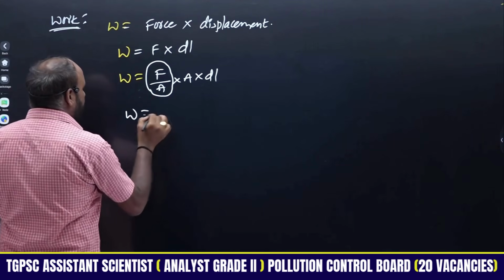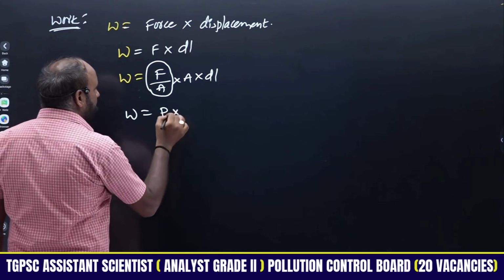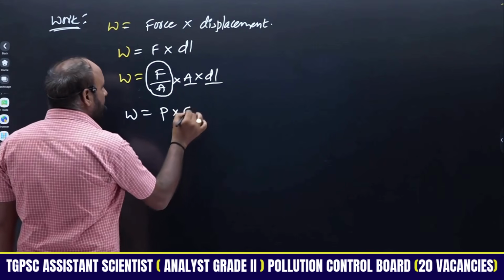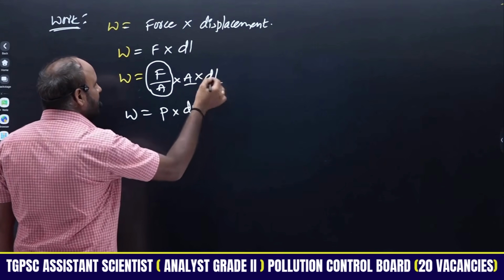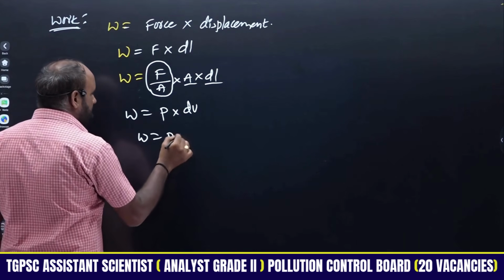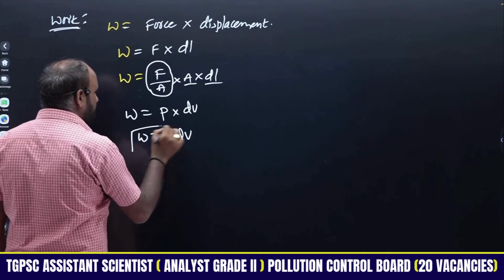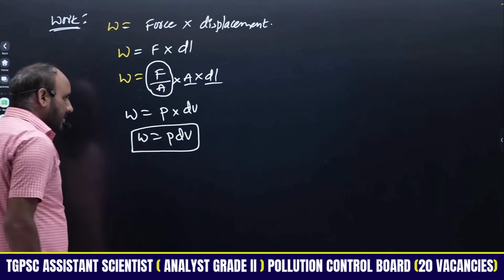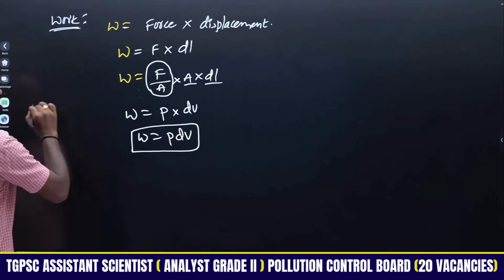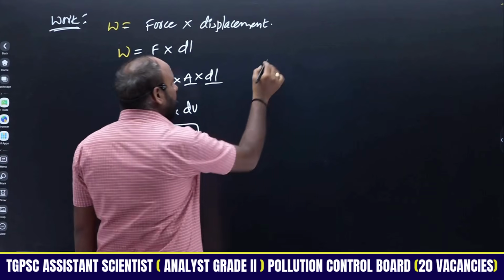Therefore W is equal to pressure into area into length. What is area into length? Volume. Since small length is there, small volume. So this is W is equal to PdV, we have to write. W is equal to PdV. Whatever this pressure is, it is applicable for the system, right? The pressure that is applicable for the system.